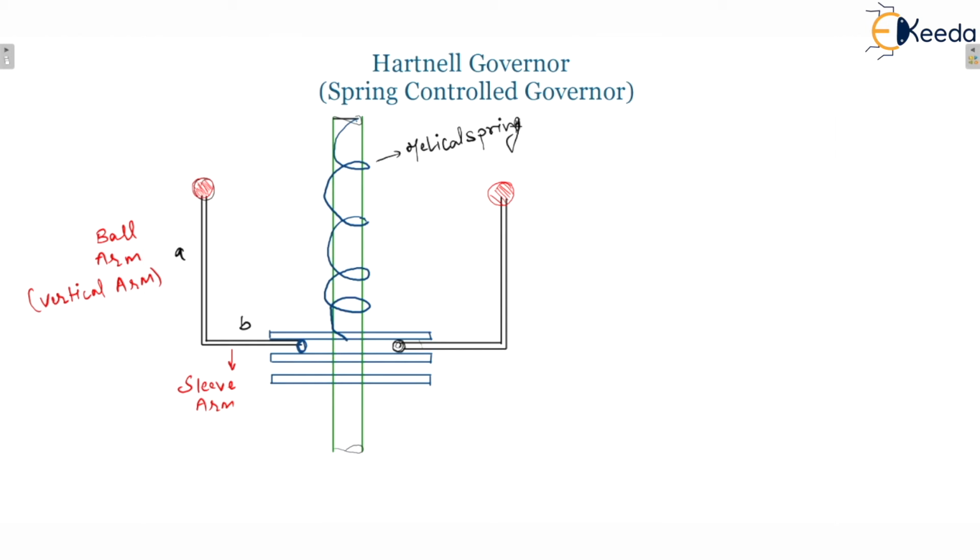What is the role when it is always in compression? We will see. But here you must remember that it should always be in compression, because when the spring is always in compression, the spring force will always be in the downward direction. There will not be any spring force in the upward direction, whether the sleeve moves upward or downward. That means the spring is in compression, and the spring force is always in the downward direction.